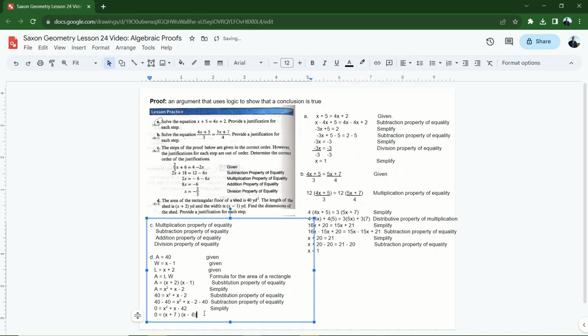What did I do there? All I did was I factored a trinomial. And I know that this is the same thing as what's above. I factored a trinomial, and now I have a factored trinomial equal to 0.